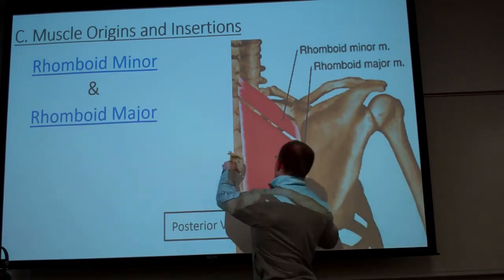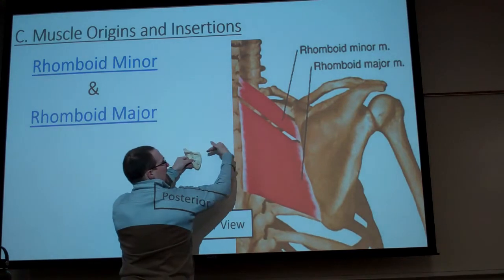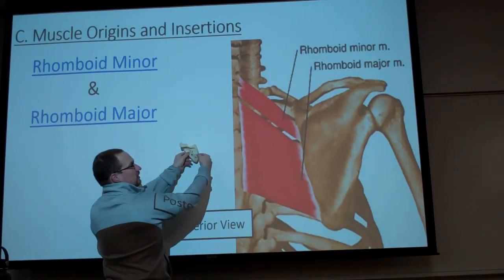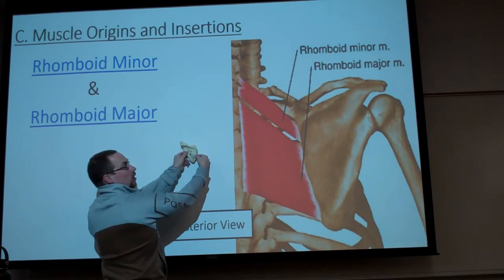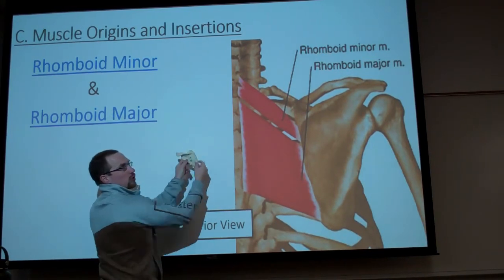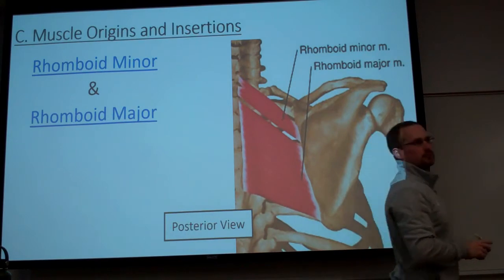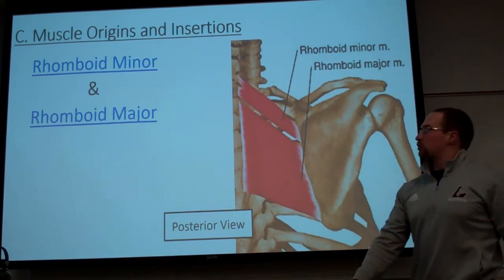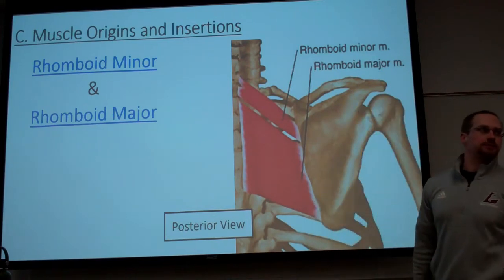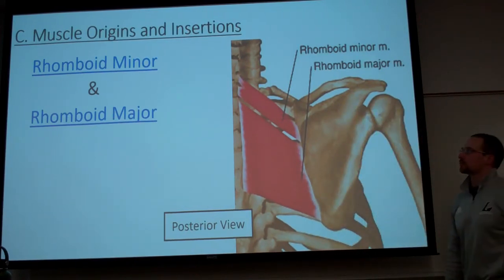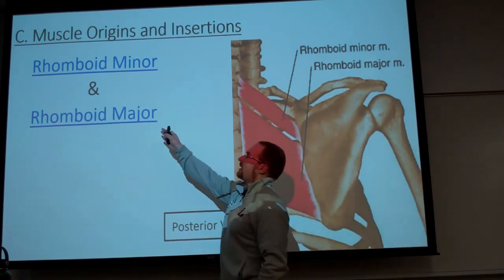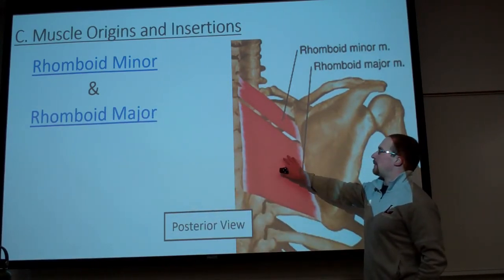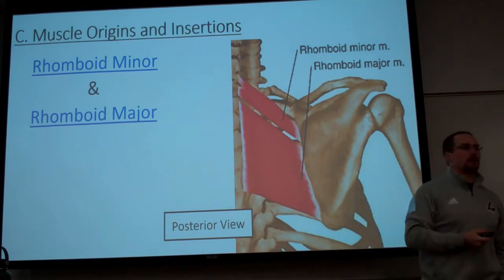But also, because they come at an angle here, they're coming up, it's going to pull like this. So we're also going to get some downward rotation to the scapula here. It's both retraction and downward rotation. The only difference between major and minor is the size of it. So major is a lot bigger, minor is smaller.